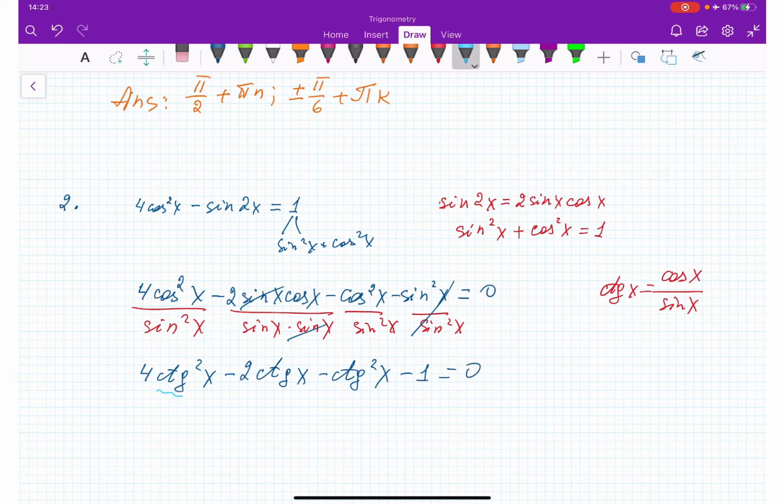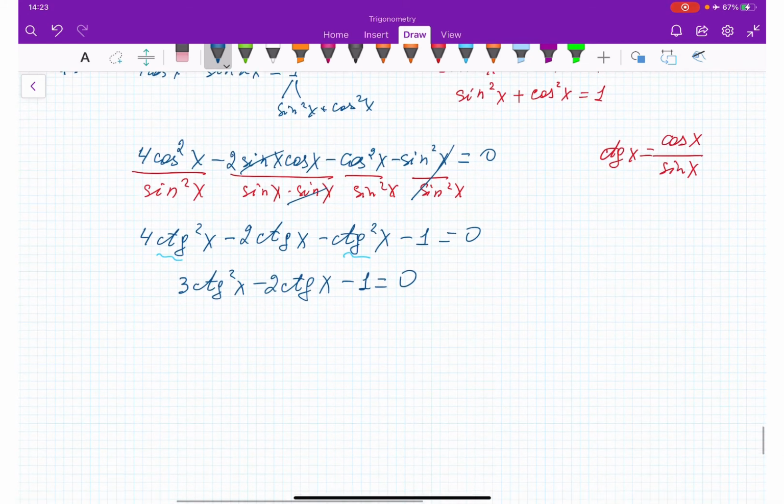So from here, combining like terms, we are getting 3 cotangent square x minus 2 cotangent x minus 1 equals 0. All right, so we are hitting a quadratic equation again. So we're already familiar with what we're going to do.